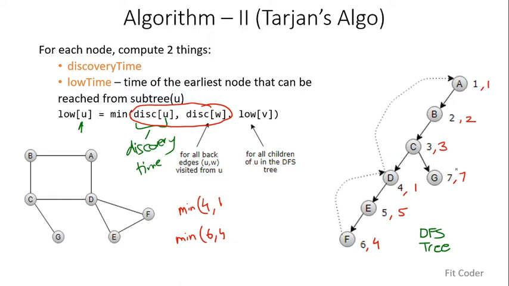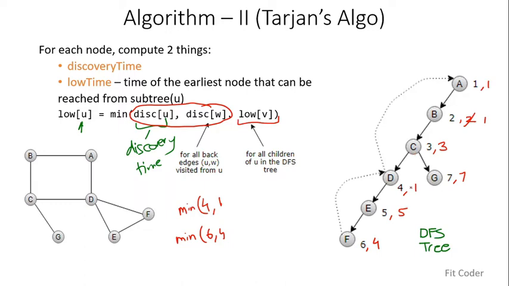Now once we have low time for all the nodes, then we can check this third condition, that the low time for the parent should be less than for all the children in the DFS tree. So now let's again revisit this. For A, low time is 1, which is lesser than all the nodes which are children of A. So 1 is fine for A. Now low time of B is 2, but it has a child D, which has a low time of 1. So we have to adjust the low time to 1.